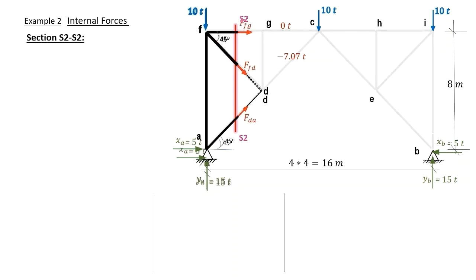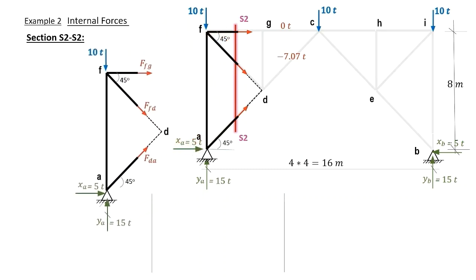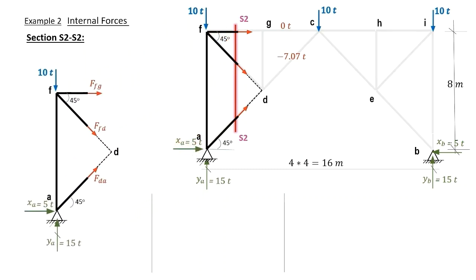We consider the section we extracted outside to have our computations. FDA is analyzed into a horizontal and a vertical component for the convenience of computations. Considering sigma moments about D equals 0, the forces of FD and DA do not appear in the equation as they pass through D.